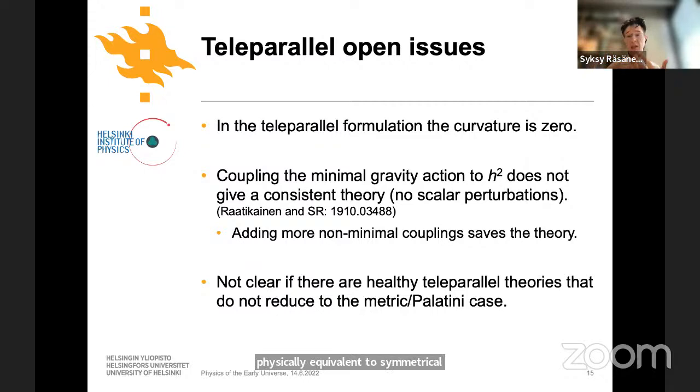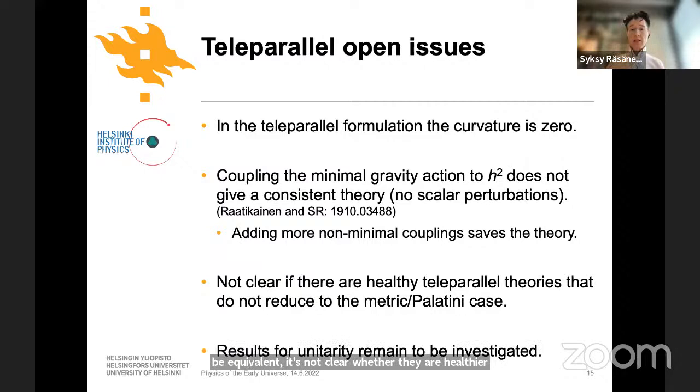But if such theories exist, then it's an interesting point to note that, for example, the unitarity problem or other problems at the intersection of gravity and particle physics really have remained to be investigated in the teleparallel case. And even in the gravity sector alone, there are things that are unclear for the teleparallel formulation, which again, let me repeat, is just as valid a formulation as the metric.